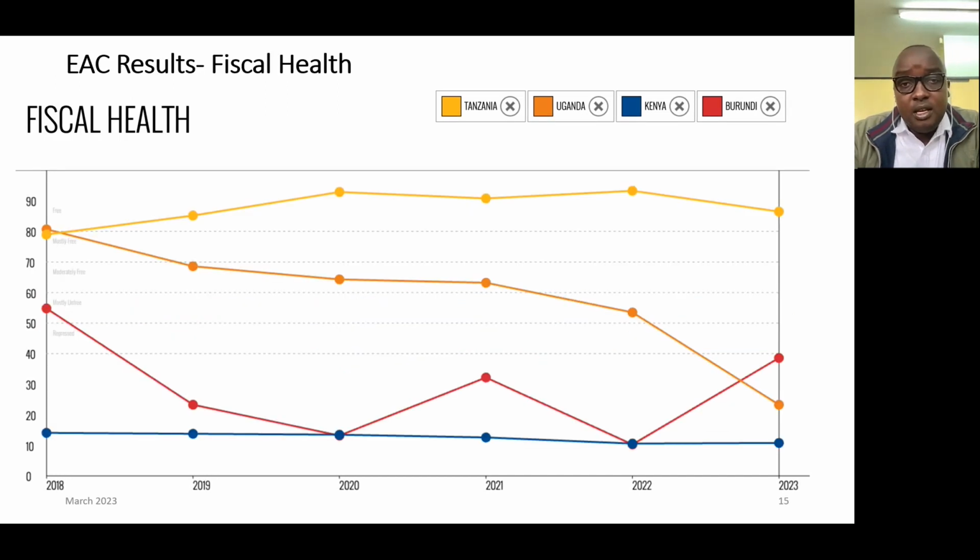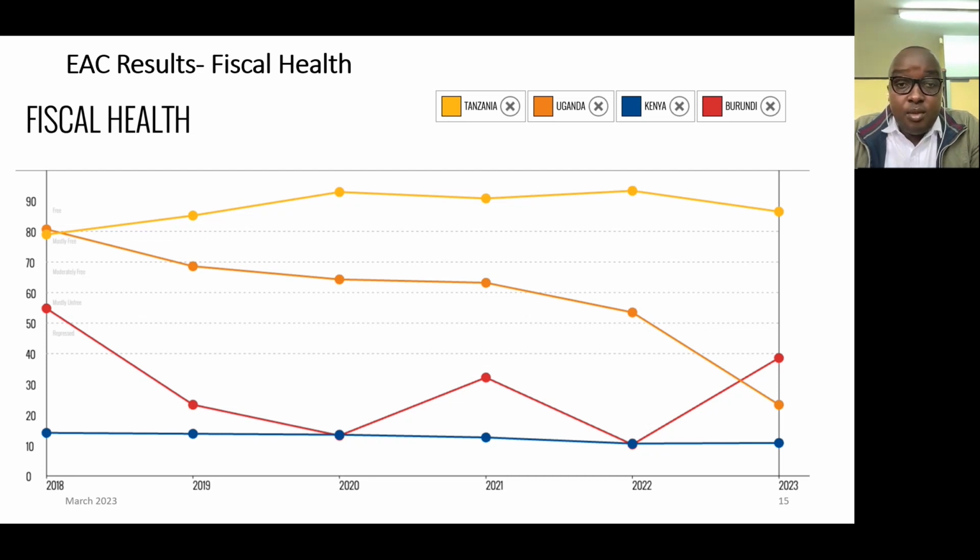Then on fiscal health, with the exception of Tanzania, most of them are considered mostly free. Uganda was, in the last 6 years, in the region of moderately free, but its performance has dwindled over the past 5 years. And just to remind what Jackie explained, fiscal health measures the deficit as a percentage of GDP, the average 3-year deficit, and secondly, the debt as a percentage of GDP. The deficit carries 80% of the score, and the debt indicator carries 20% of the score.